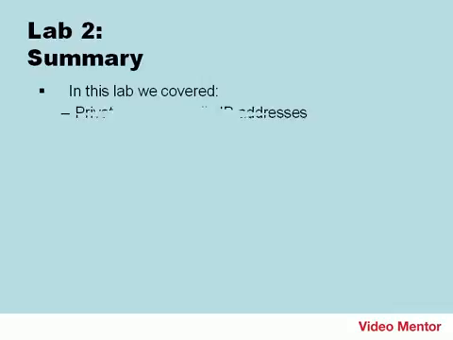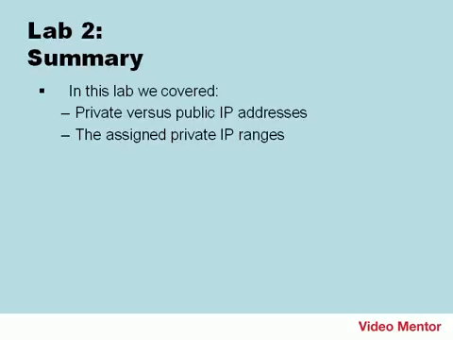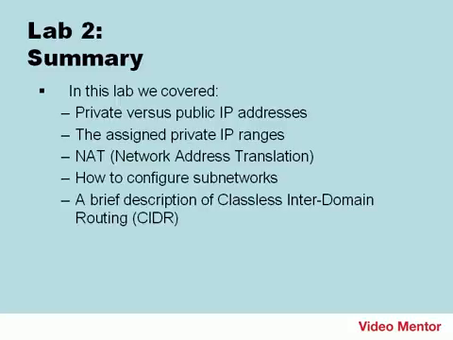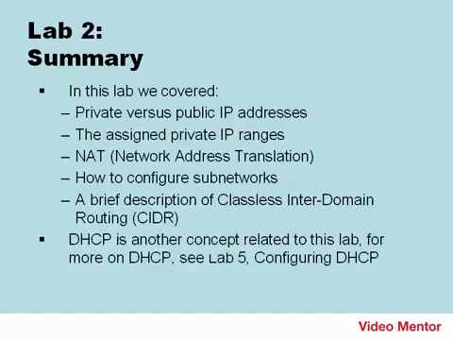Okay, in this lab we covered private versus public IP addresses, the assigned private IP ranges like Class A 10, Class B 172.16 through 172.31, and Class C 192.168.x. We talked about NAT, or network address translation, and we showed you how to configure subnetworks. Plus we went over a brief description of classless interdomain routing, or CIDR. By the way, DHCP is another concept related to this lab, and for more on DHCP, see Lab 5, Configuring DHCP. Up next is Lab 3, Protocols and Ports.